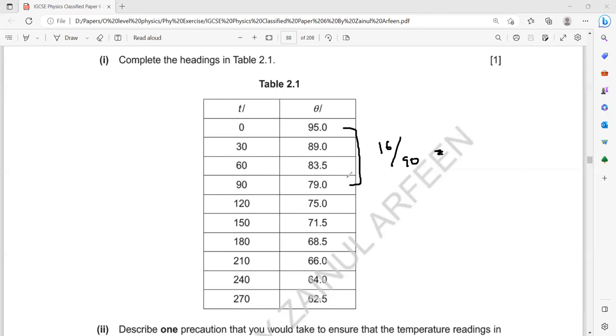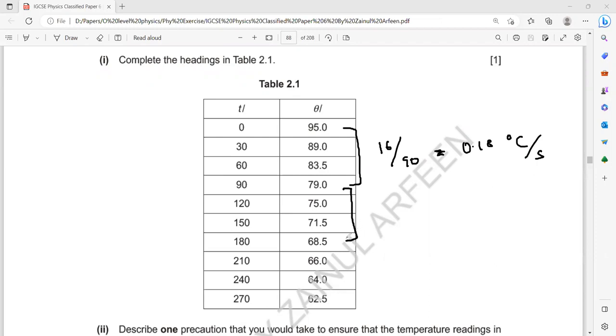What is the rate of cooling? 0.17, and after the 17, the next number is 7. So it is 0.177, or I can also say 0.18. And the unit, 1 mark is always for the unit. So the unit of rate of cooling is degree centigrade, or Celsius, per second.